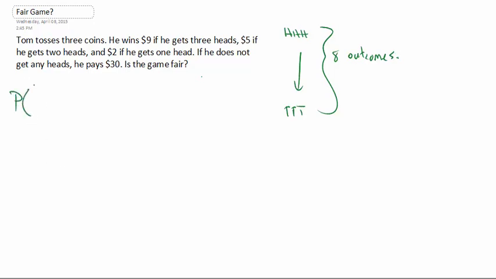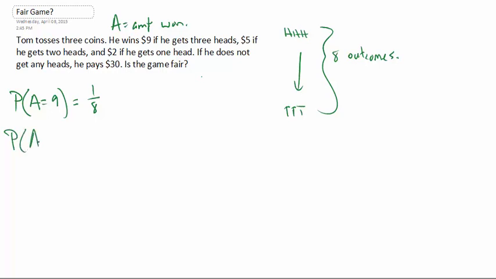So what's the probability that A equals 9, where A is the amount won? That's our random variable. Our random variable can take on a value of 9. Well, that's only going to happen when we get all 3 heads. The probability of that is 1/8. All of these outcomes are equally likely.